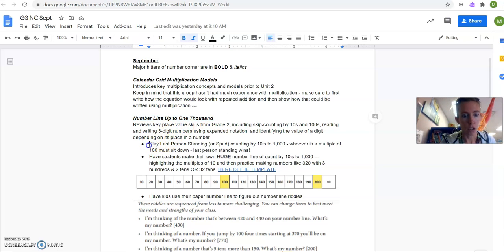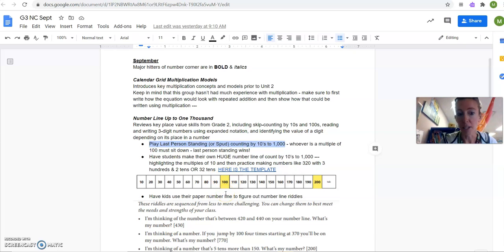This one, you could play. You have a big poster. You should have one that's the counting from 10 to 1,000 by tens. So you'd have that up and practice counting by tens. And practicing counting by tens, you could do by playing the game Last Person Standing, or you may know it as Spud. So you have the kids counting by tens to 1,000, and as you're going around in the circle, whoever happens to be that multiple of 100 has to sit down.